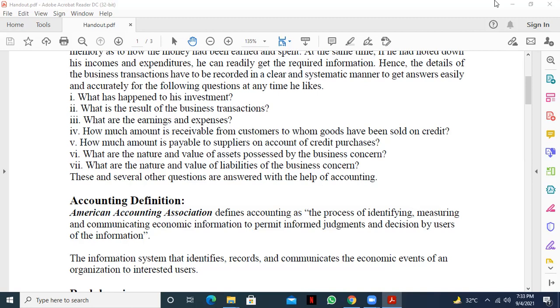So after identification, the next task is, first of all, we'll record it in a primary book. And that is what we call journalizing.